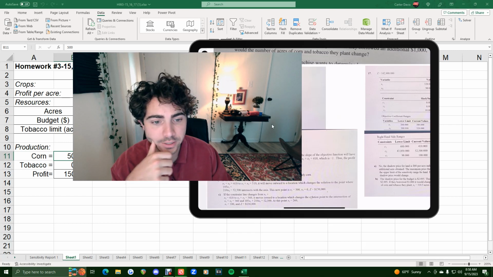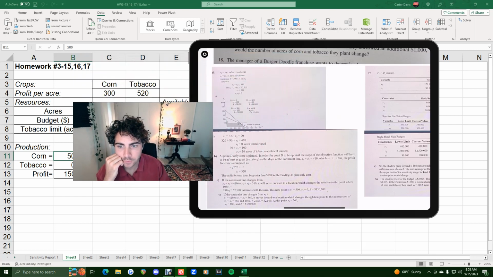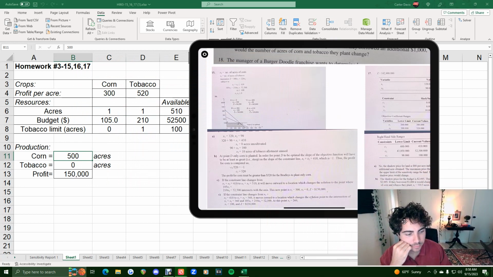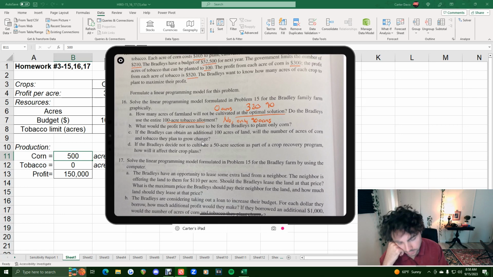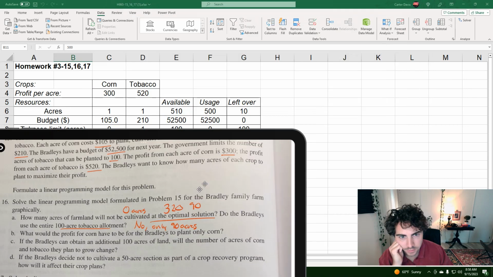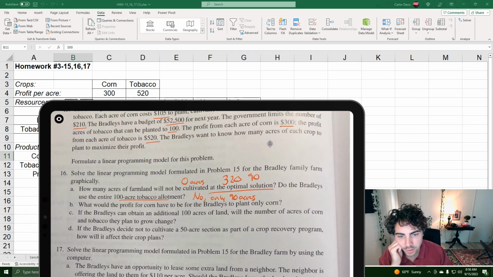All right, let's continue with the corn and tobacco problem. We did number 15. We're picking up with number 16 now. Number 16, they said solve the linear programming model graphically. So instead of just doing this in Excel, we have to do it graphically.